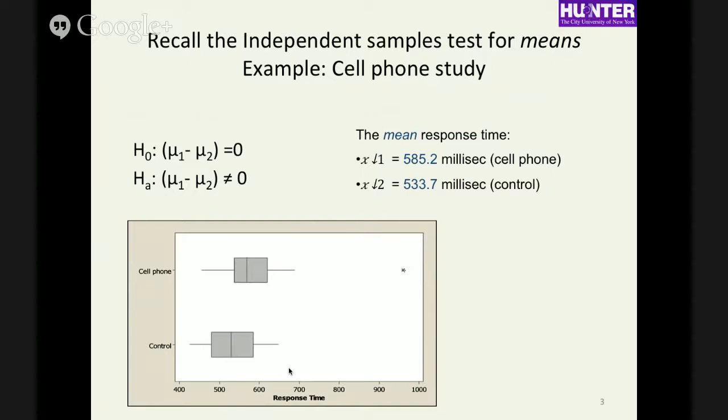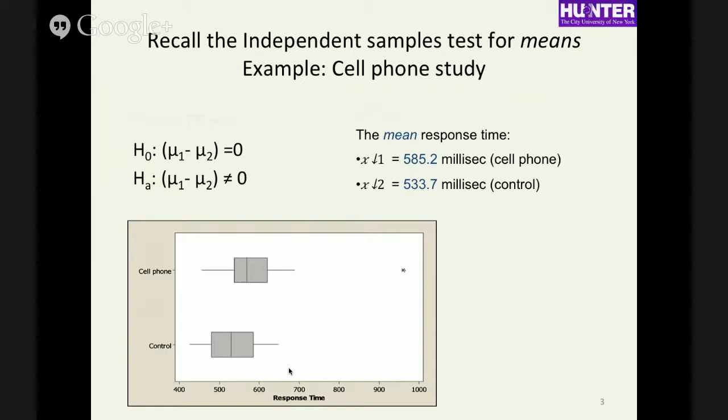Recall the cell phone study from last class when we were doing the independent samples t-test. So not the one where they were paired, but where they were unpaired. And you'll recall that in this study, we had two groups. We had a control group, which had no cell phone, and then a comparison group where people were talking on a cell phone.